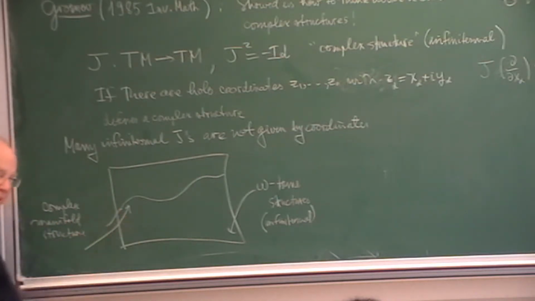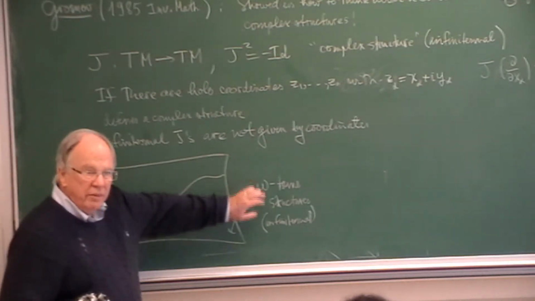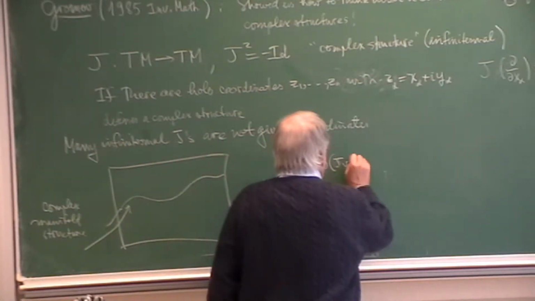This space of complex manifold structures is very, very small in comparison to the space of infinitesimal structures. You look mystified now. No? Where are you? Am I losing you? Okay, so there are many J's that are not given by coordinates. That's right. That's all I'm saying here. Okay? And what I said is, you don't need this condition omega-tame, but let's recall what that is, just for fun. Omega(JV, JW).